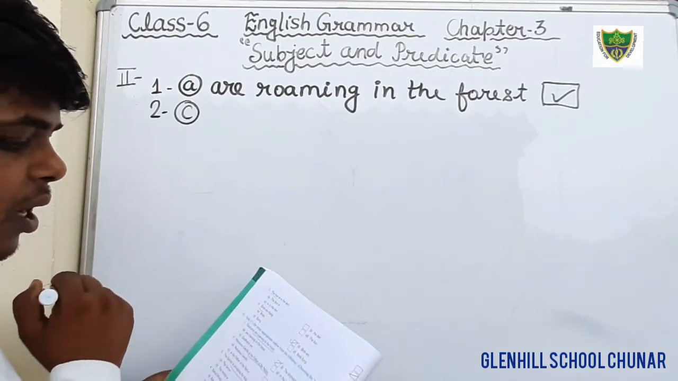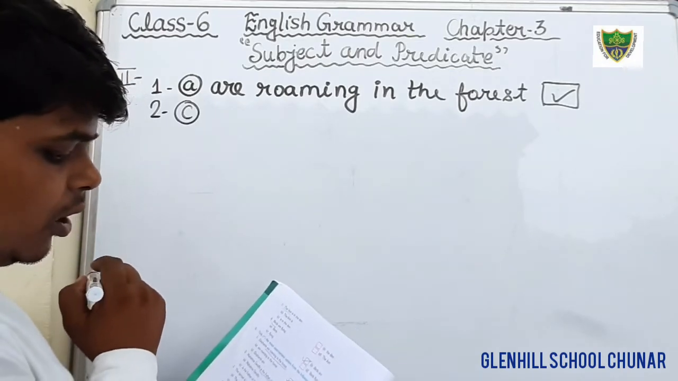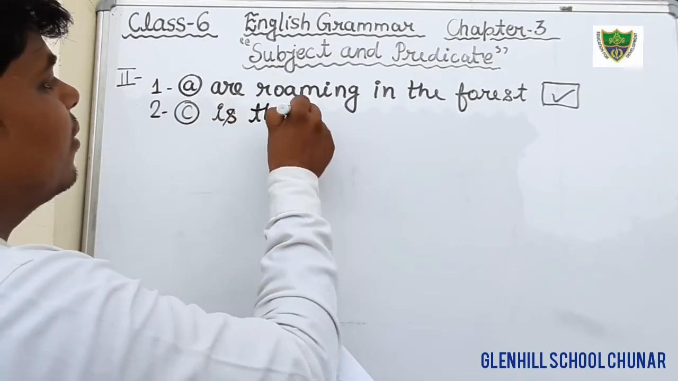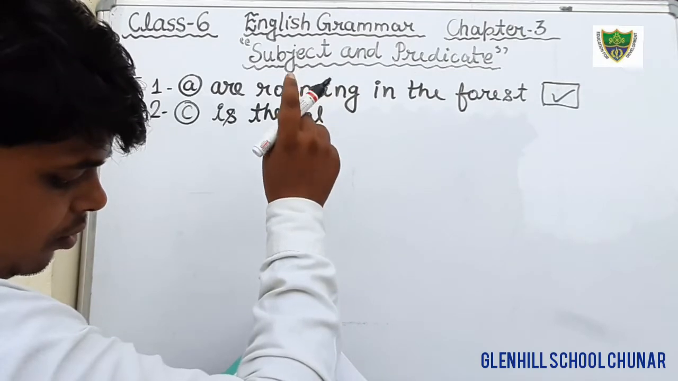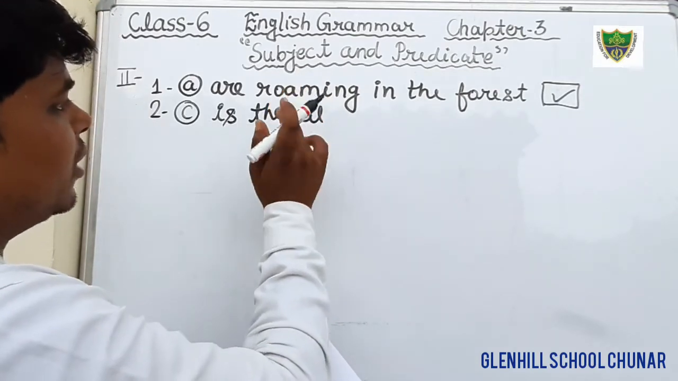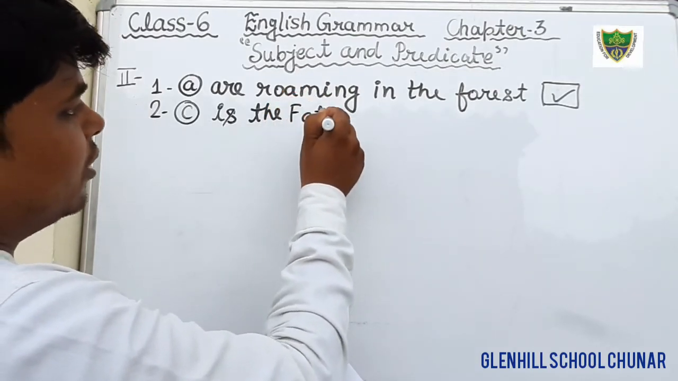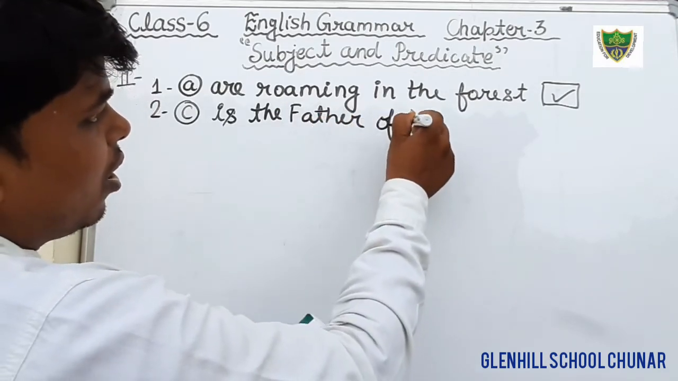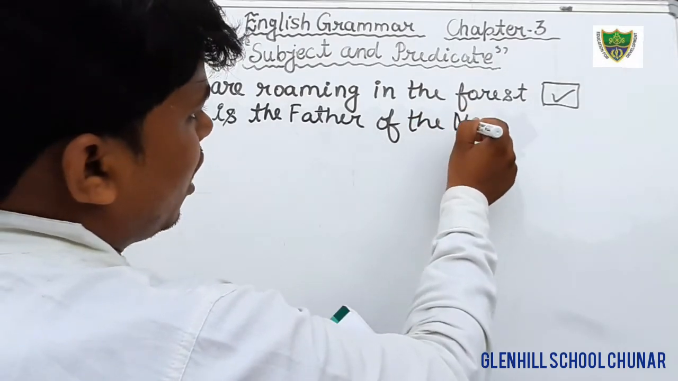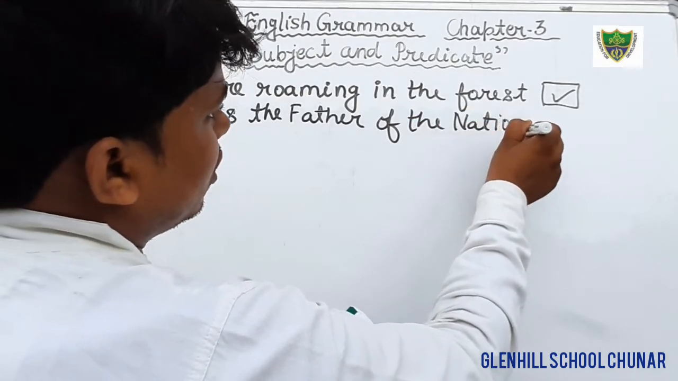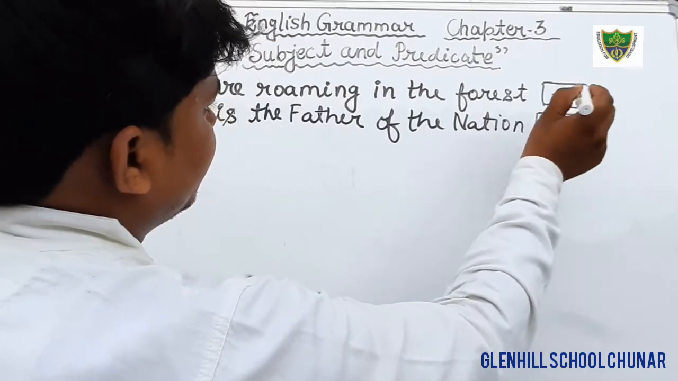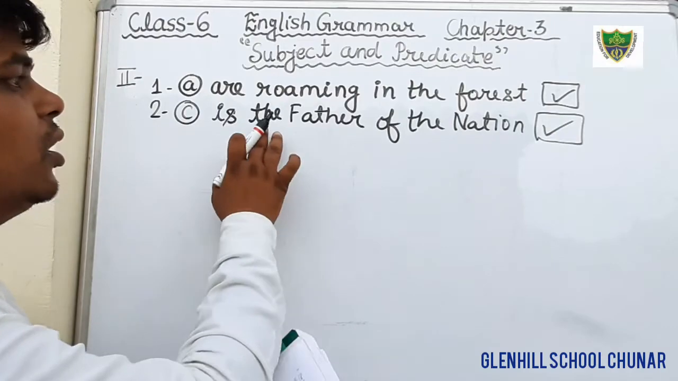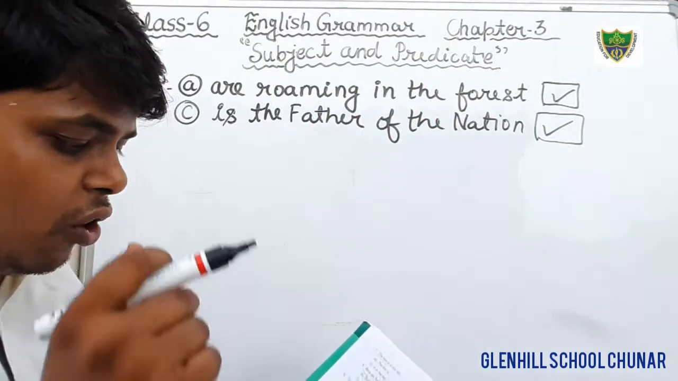What is the predicate here in this sentence? Mahatma Gandhi is the father of the nation. Is the father of the nation. The F will be capital, students. It is already given. Is the father of the nation. That option is the correct option. In question number 2, option number C is the correct option. Is the father of the nation. We will tick on that.